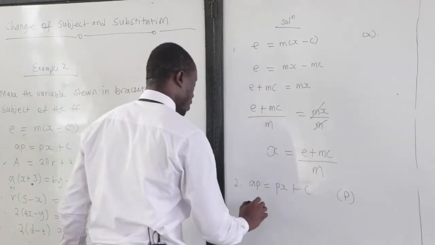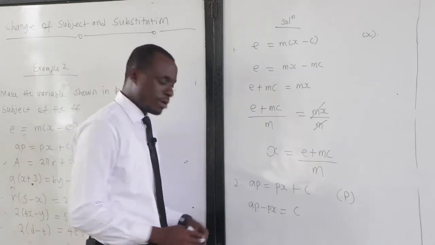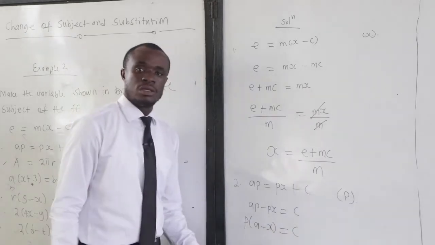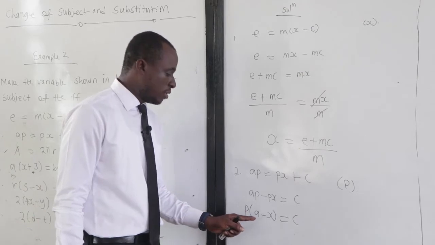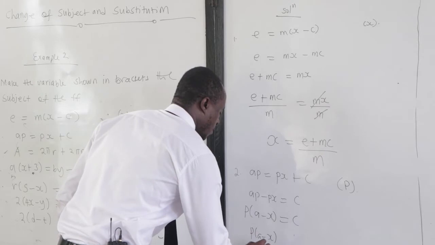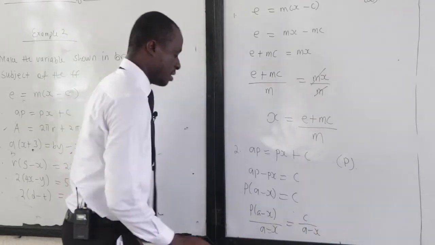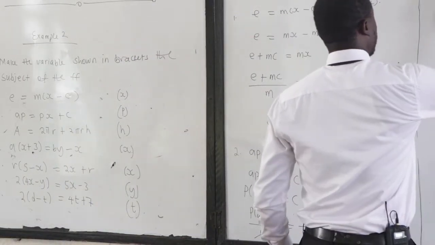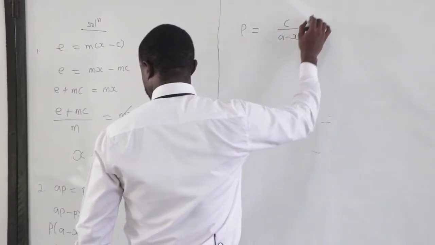So you have AP minus px equal to c. There's p here, there's p. We factorize the p out. So p(a minus x) equal to c. We want to make p the subject. So we divide by what is multiplying it, which is a minus x. So p(a minus x) all over a minus x equal to c all over a minus x. Clearly this and that are cancelling out. So we have our p to be equal to c all over a minus x.